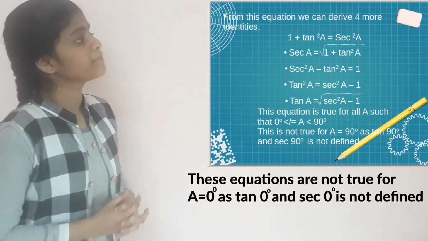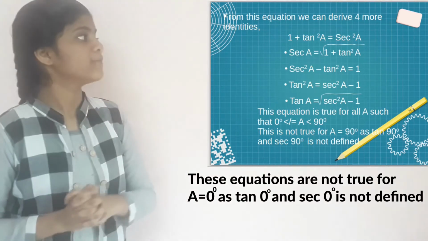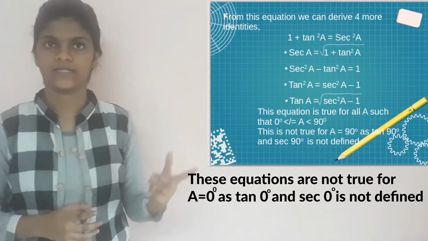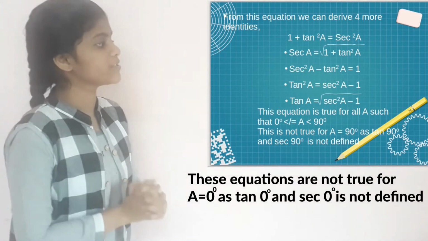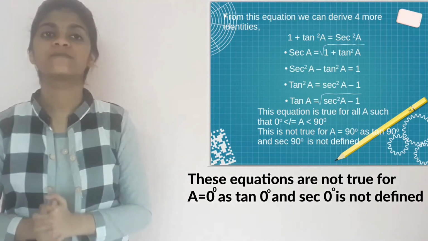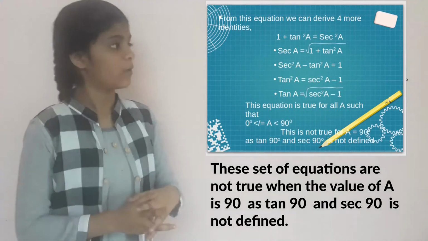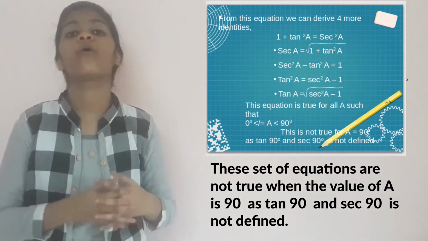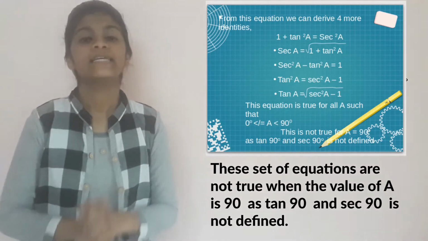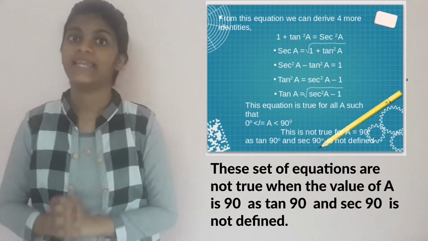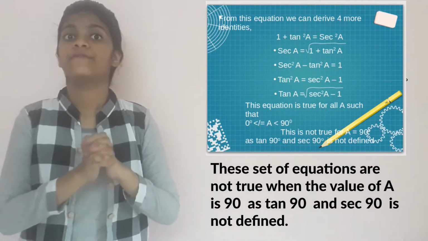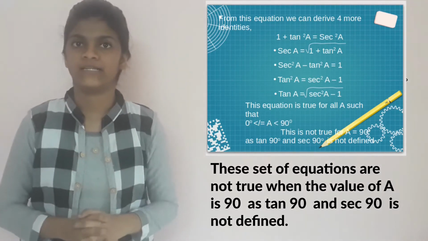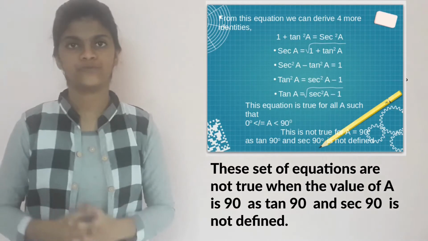Now from tan square A, we are moving the square part to the other side. So the equation changes to tan A is equal to root of sec square A minus 1. Now, the point we should consider here is that this equation is true for all values of A such that 0 degree less than or equal to A less than 90 degree. If the value of A is equal to 90 degree, these set of equations are not true for it.